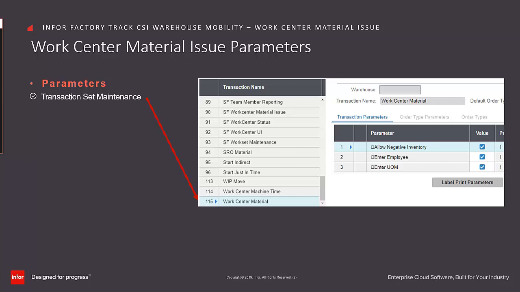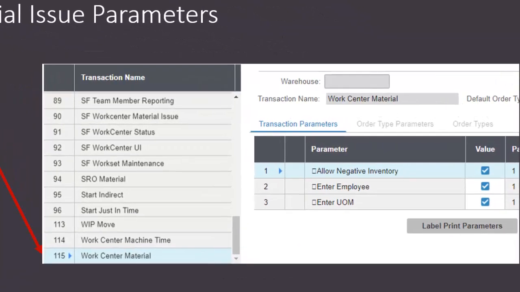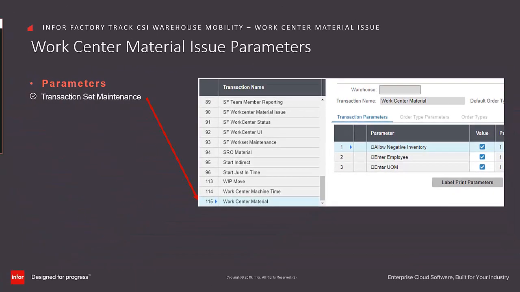The Work Centre Material Issue transaction has several parameters to control the validations, displayed fields and processing options that are permitted as part of the Work Centre Material Issue process. These are defined on the Transaction Set Parameters form for the Work Centre Material Issue transaction. For this training, we have all the parameters turned on in order to show where these fields appear and how the validations occur in the transaction steps.